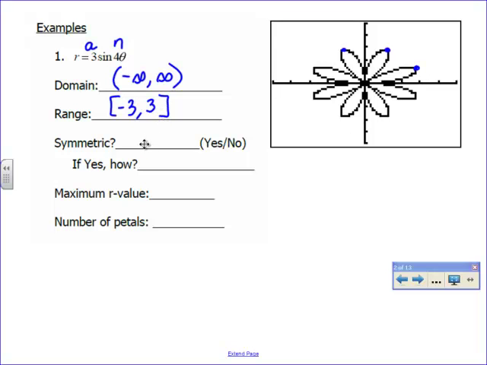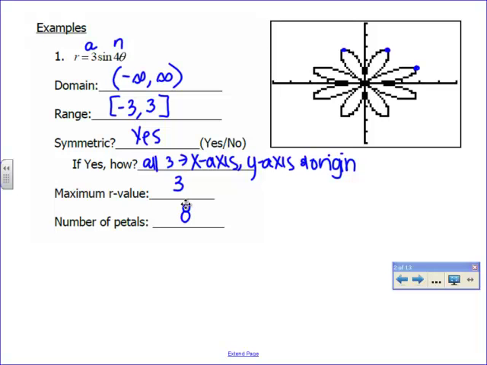Is it symmetric? Looking at it, it is definitely symmetric about all three: the x-axis, y-axis, and origin. We know that because we can see it in the graph, but also because n is even, and when it's even, it causes that symmetry. The maximum r value is going to be the maximum in your range, 3. And the number of petals is going to be double n, because n is even, so 8, which you can also see from the graph.